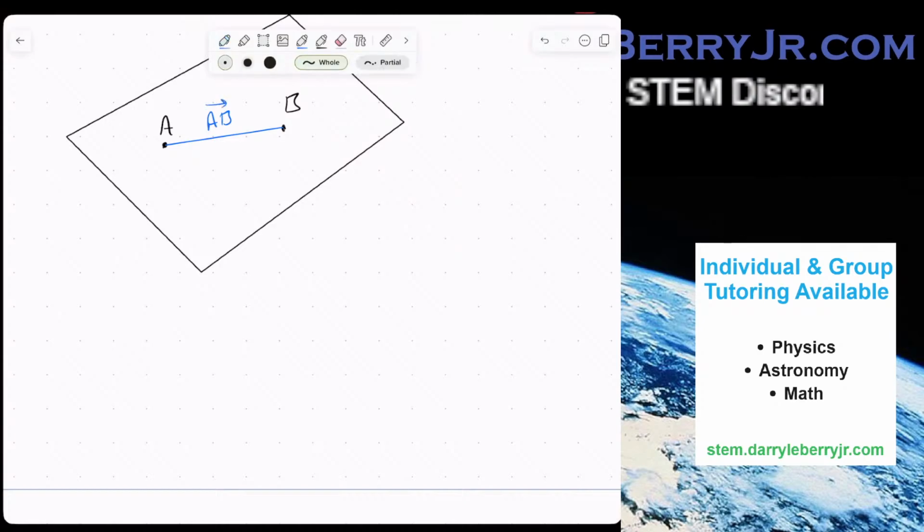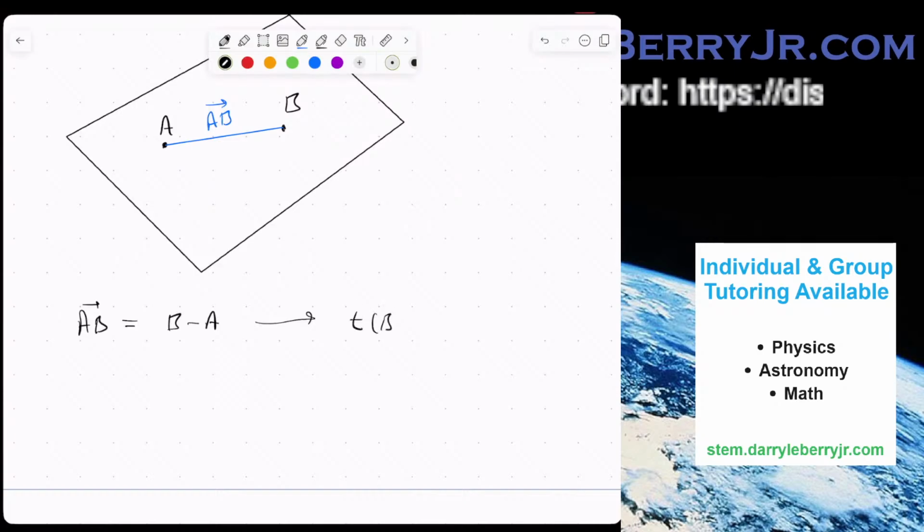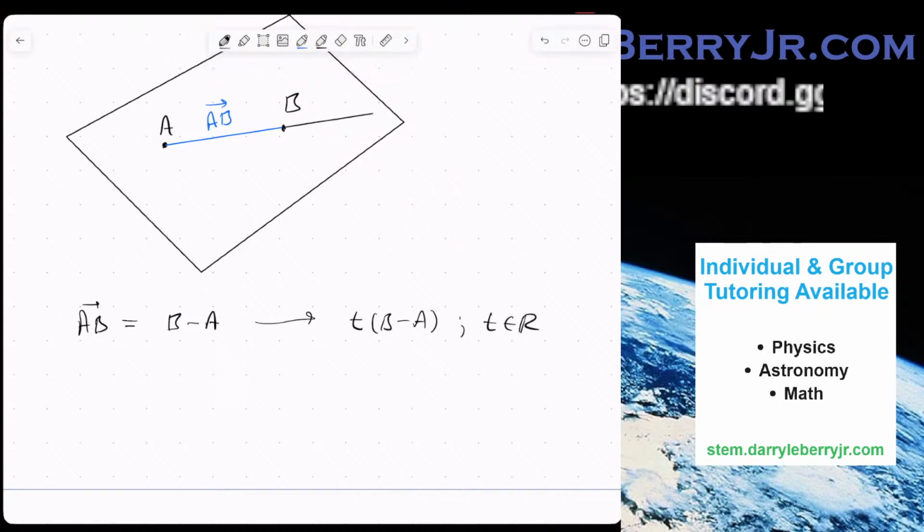I'm pretty sure I remember seeing a line, but so AB equals B minus A. And that's going to give you the length of that line segment. And therefore, for some real number t, t(B minus A), with t being real, will be a line that spans or goes through these 2 points. So this would be t(B minus A).